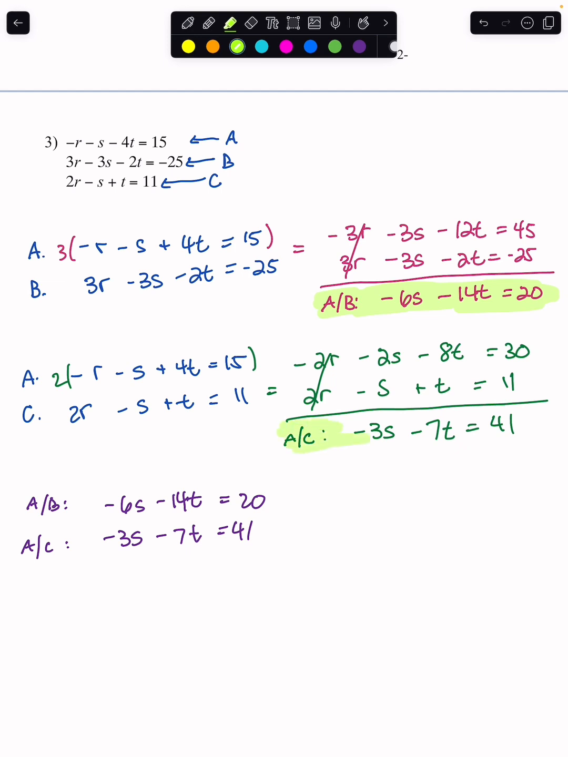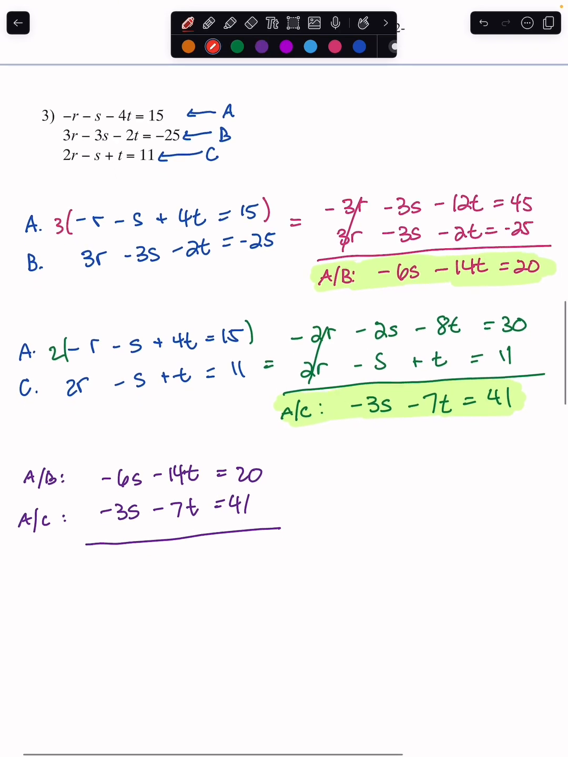All right, so it doesn't matter what variable I want to cancel. I want to cancel out s's because those look easier, which means I'm going to just simply multiply the bottom line by negative 2, so I can get the inverse. So I still remember this, the top one didn't change. And then I'm going to end up with positive 6s plus 14t equals negative 81.